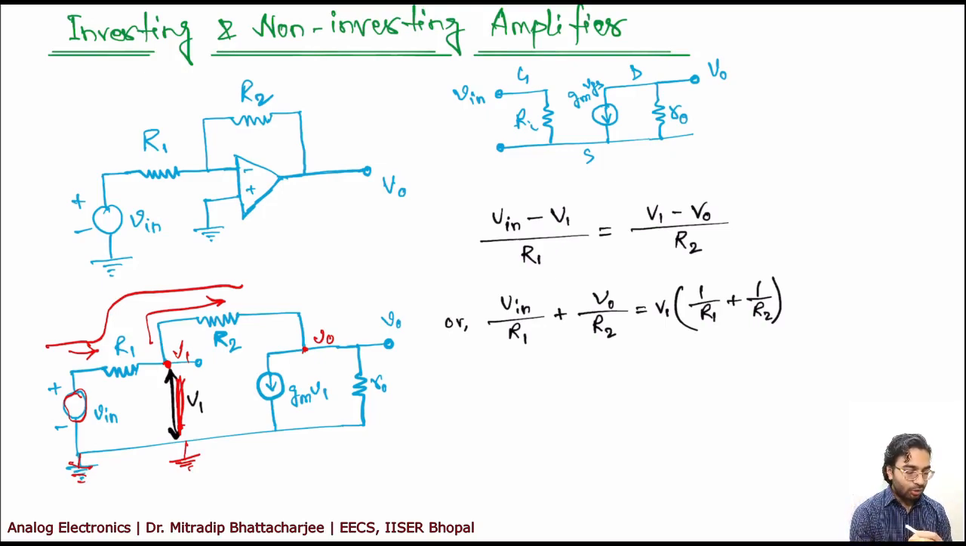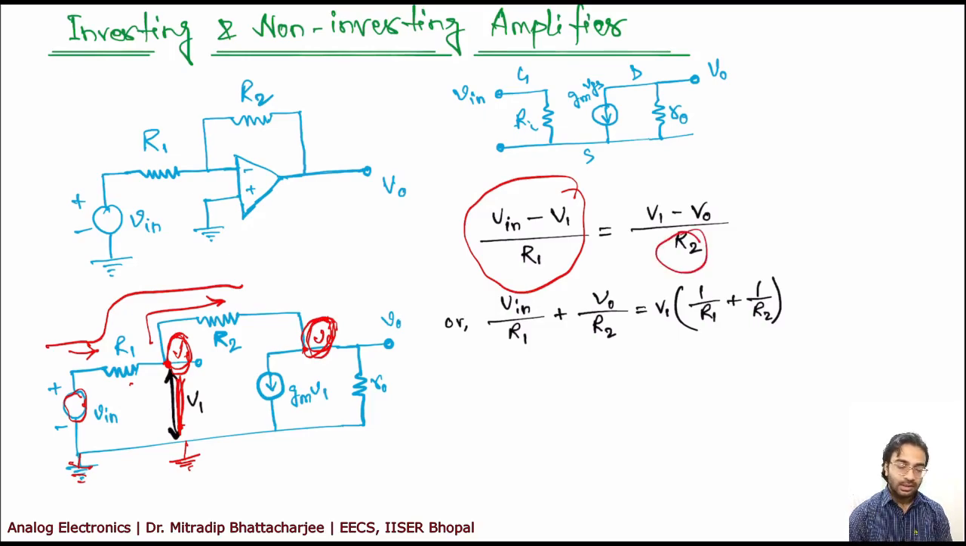So current in R1 is V1 minus Vin divided by R1. Current in R2 is V1 minus V0. Why? Because current is flowing from V1 to V0. So we should write V1 minus V0 divided by R2. Now these two currents are equal. Now if you do some adjustment, you will find Vin by R1 plus V0 by R2 is equal to V1 into 1 by R1 plus 1 by R2. Is that clear? Simple adjustment.